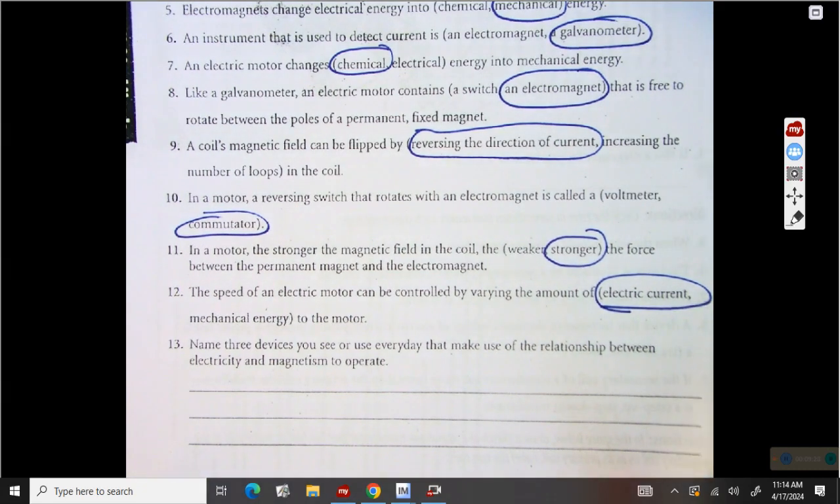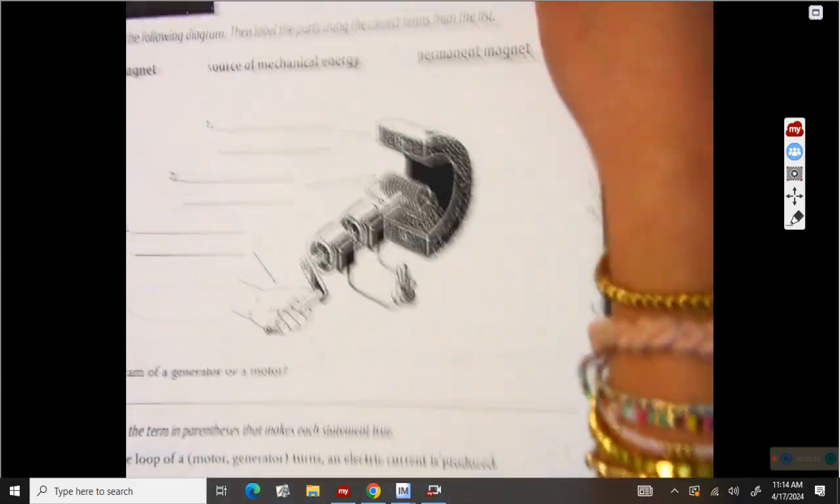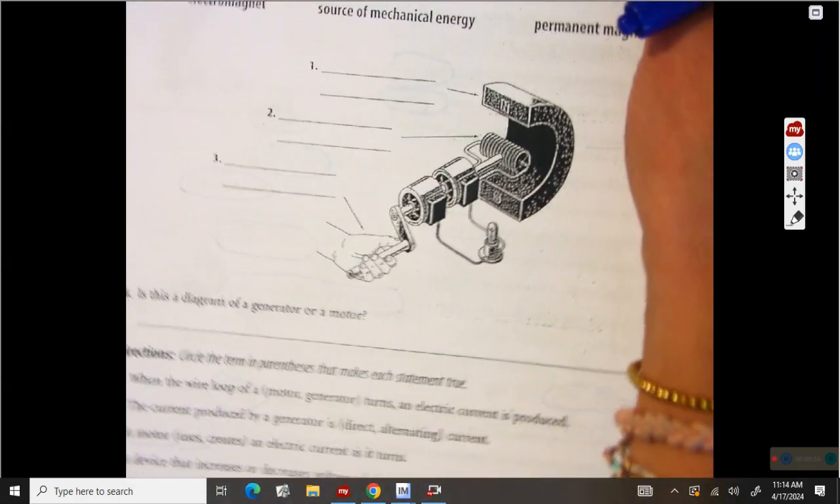Think of anything with a motor or generator and write it down for number 13. Now, we're also going to flip to the back, page 14. We see the hand here.